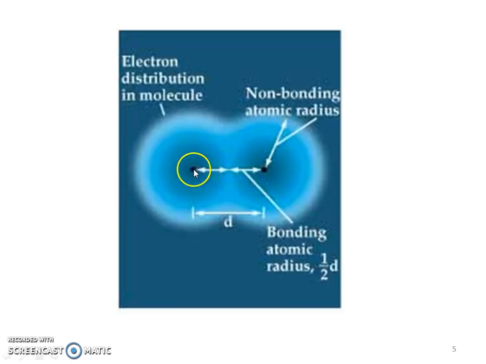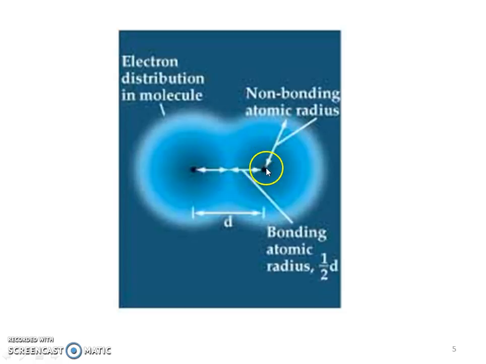The distance between one nucleus and the other, they would take that full distance and cut it in half. And then that would be the radius of one Br atom. That's the most accurate way. I believe that's how they found the radius of these atoms.